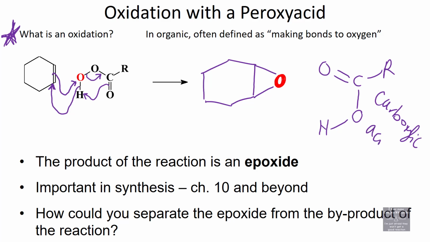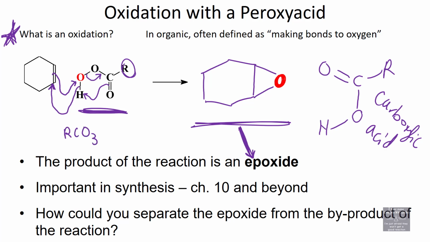This is a carboxylic acid. And this molecule is an epoxide. Epoxides are important in future chemistries that we're going to do, but for now, you need to know how to make them as well. This reagent that we added has an R group. It's not real specific, but this reagent that we added is called RCO3H. It's a peroxy acid.